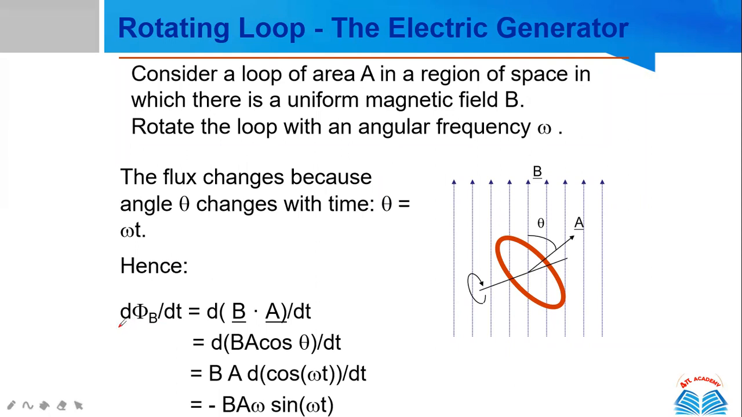So d phi B over dt, what is that? Phi B equals B dot A, that means B A cos theta. So just put those values. B A will come outside. D cos theta. Theta is what? Omega t. I am putting this omega t.